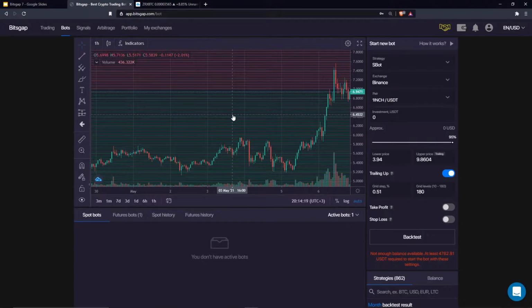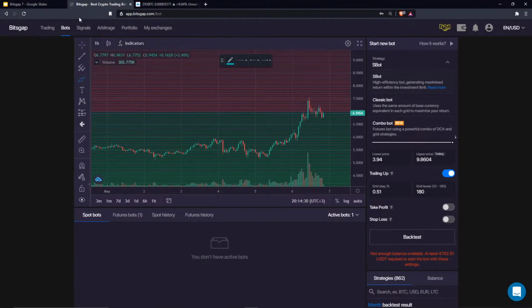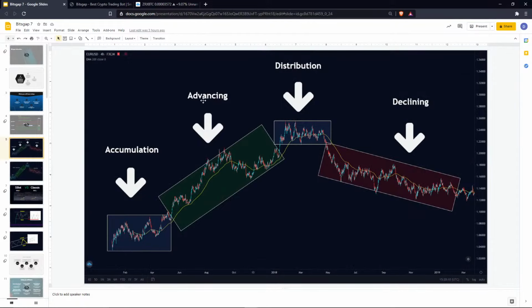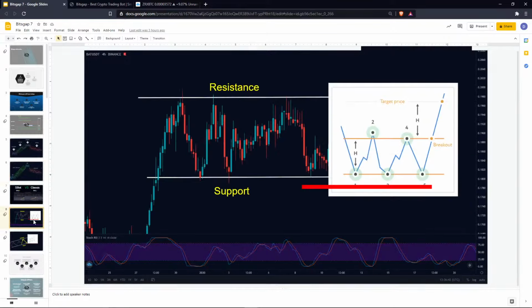I hope I provided you with enough insights as of today, and you now have a better understanding of how to trade the spot market: when to trade the SBot, the sideways market; when to trade the classic bot, exactly, that's the advancing market phase; and when to trade the combo bot on the long market, like on the rally and on the downfall. So, high yield strategy explained, some ready-made configurations that you can use.